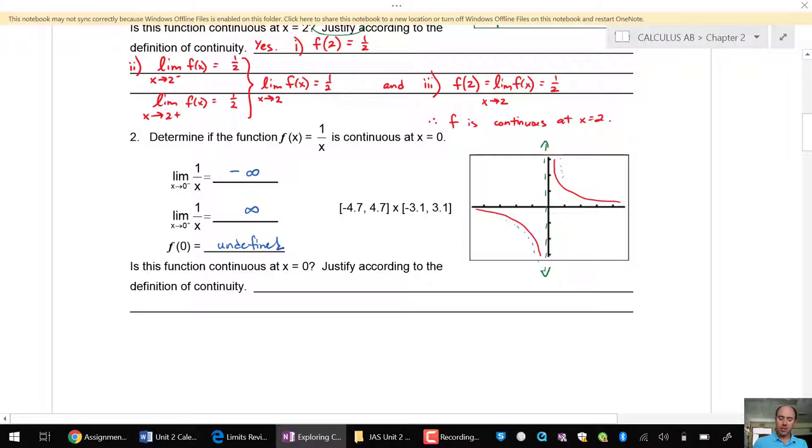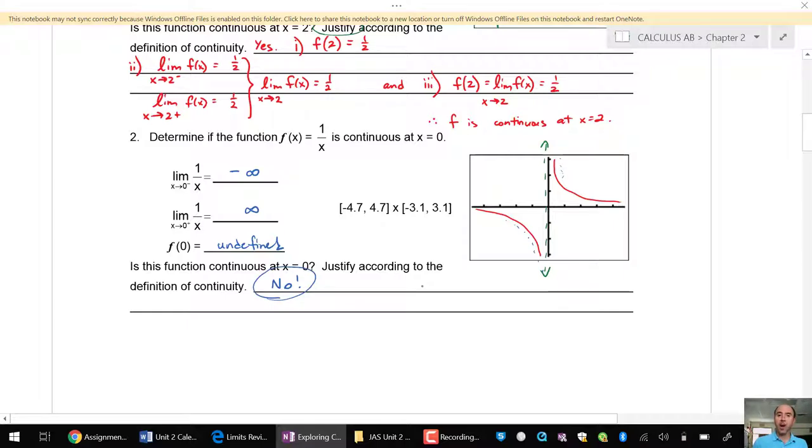Is this function continuous? Well, we would say no. Part 1 fails. I don't have a function value at x equals 0. F of 0 is undefined. And the left and the right sided limits also don't match. So we kind of fail this definition all over the place. We would conclude by writing that the function is not continuous.